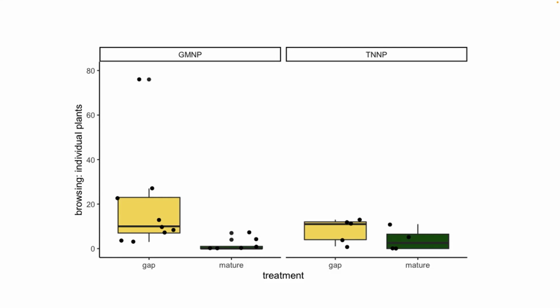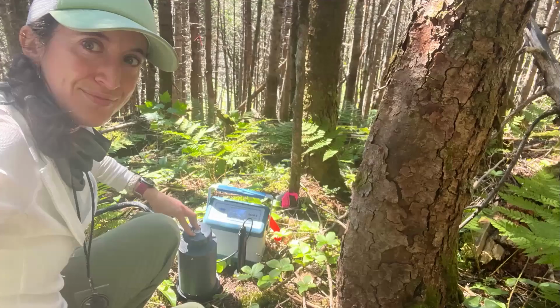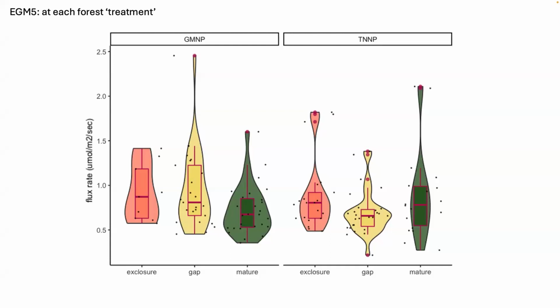Does the fact that moose are sort of importing nutrients in the form of feces and urine influence the carbon cycle in those gaps versus in the mature stands, in addition to the structural changes that they wrought on the boreal forest structure? So this involves, of course, taking more soil carbon emissions data. So this is a picture of me taking soil carbon flux data in a mature forest stand. And this is what that data look like across Gros Morne National Park on the left again, and Terra Nova National Park on the right. Here we're looking at flux rate as usual on the y-axis.